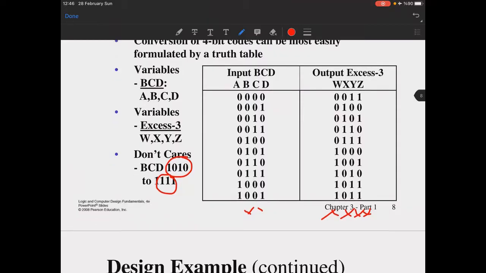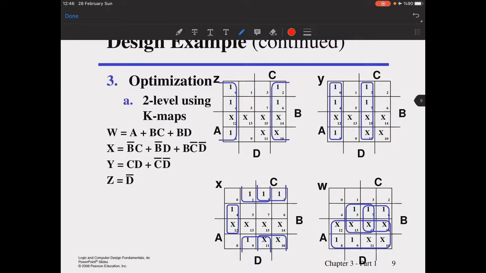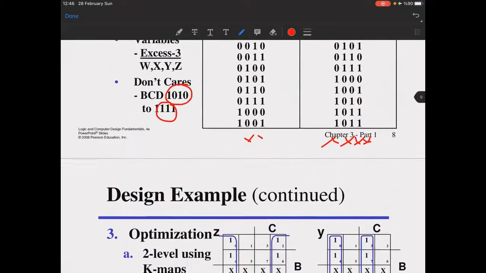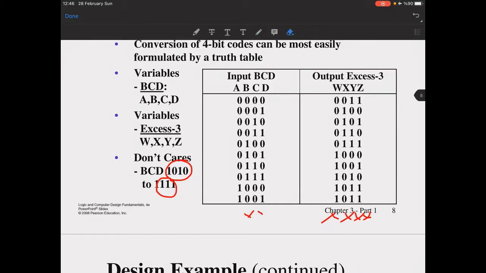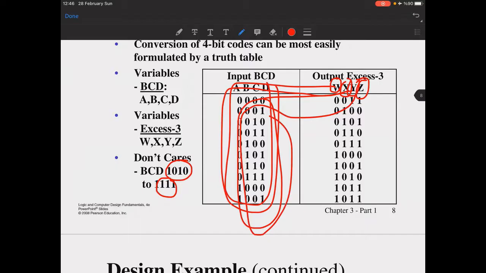So let's go ahead and transform these truth tables into K-maps. What we're trying to do here is draw a K-map for each of the output variables. For this one, you need to have another one. For this one, you need another one. And for Z, finally, you need another one. And you put them in their correct locations.